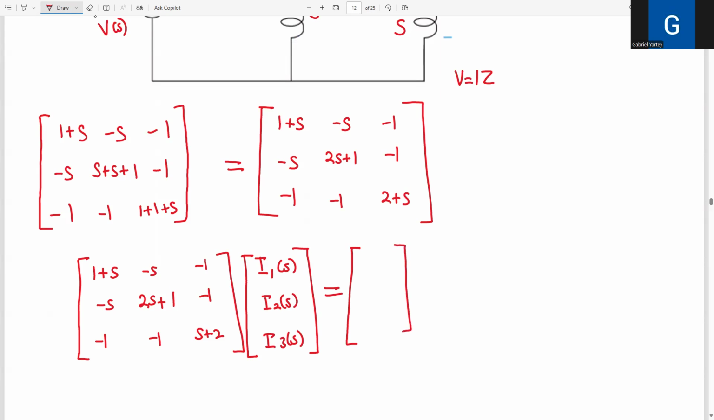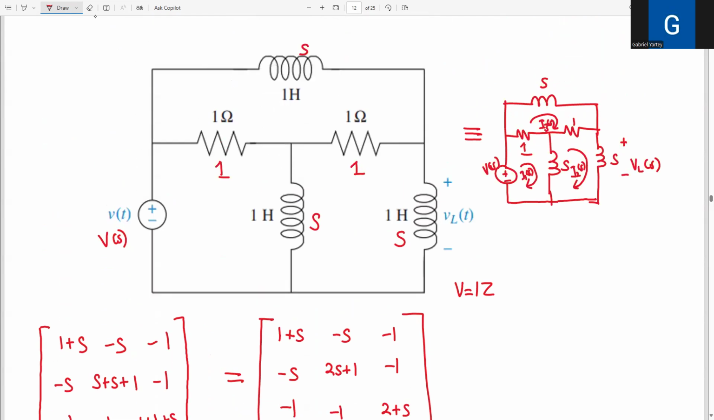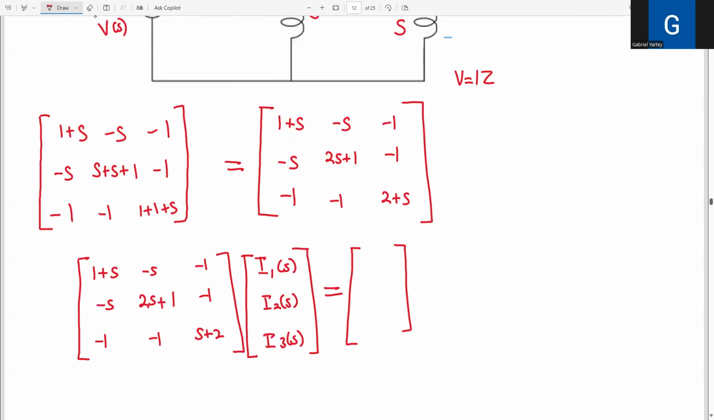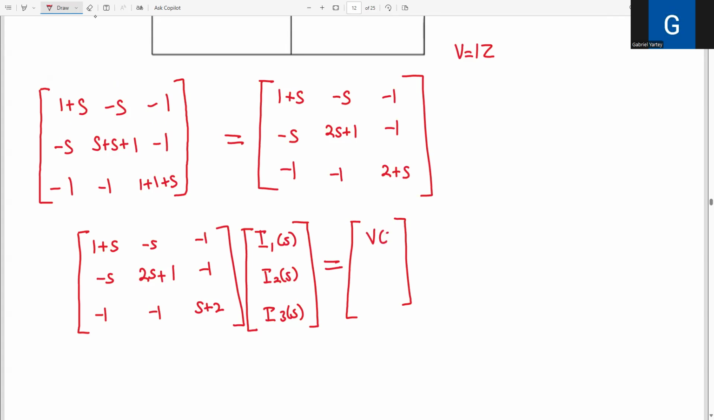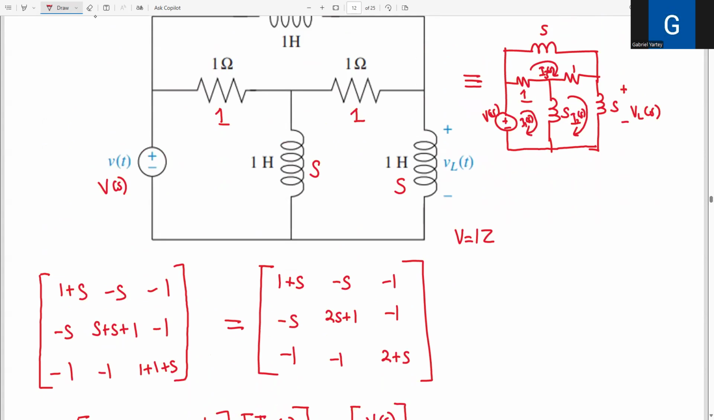Now let's take our time here. Let's move back to the diagram and see. There's the first mesh, right? The first mesh has an active voltage source of this, but the second mesh and then the third mesh don't have. So you can see that this side is V of S and 0, 0. Now we have to find VL of S over V of S to find the transfer function.